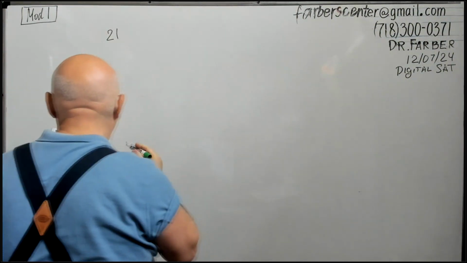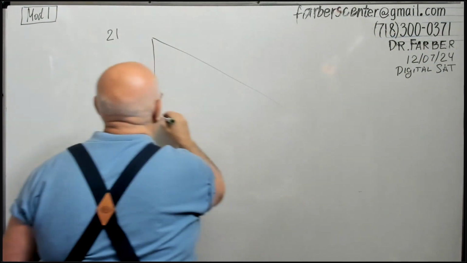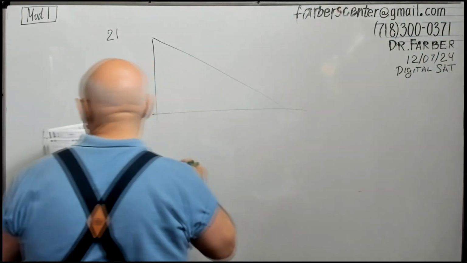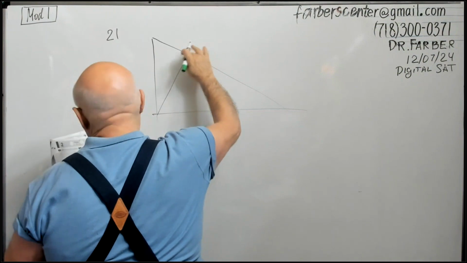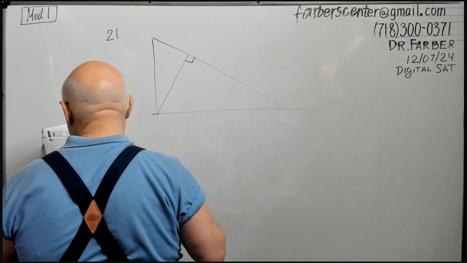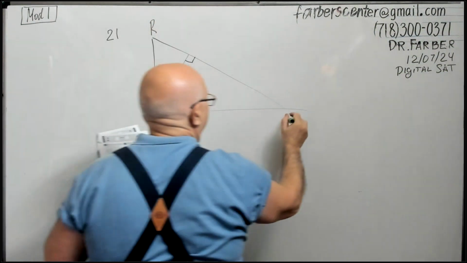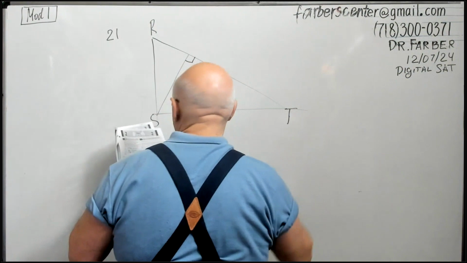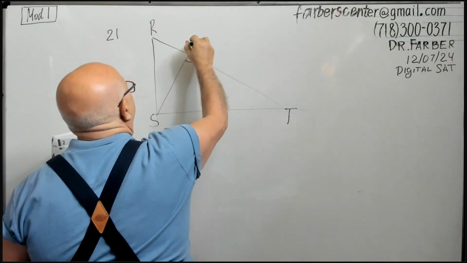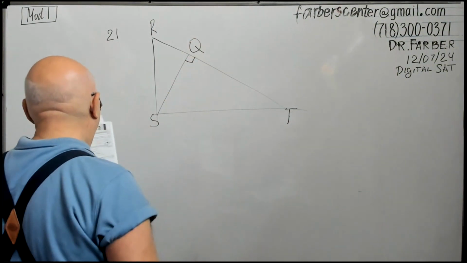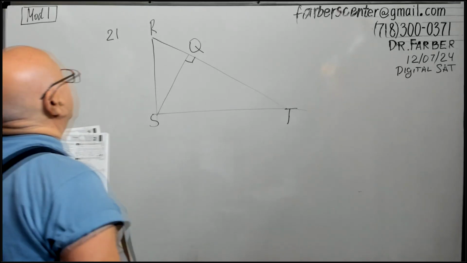You have a triangle. Make a picture. And this perpendicular. And this RST. They like this RST instead of ABC. Okay. RT is 25.